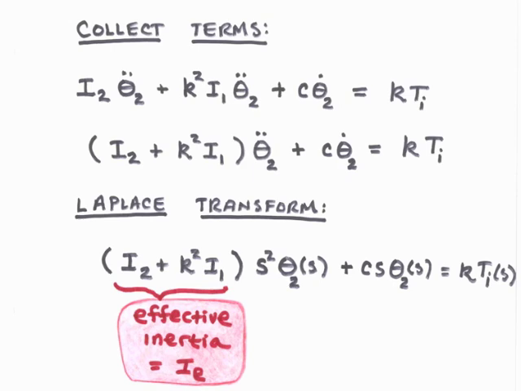The equation of motion can be written as I2 plus K squared I1 times theta 2 double dot plus C times theta 2 dot equals K times T sub I. We'll note that the quantity I2 plus K squared I1 is the effective inertia of the system. We can Laplace transform this differential equation and find the transfer function between the input torque T sub I and the output theta 2.